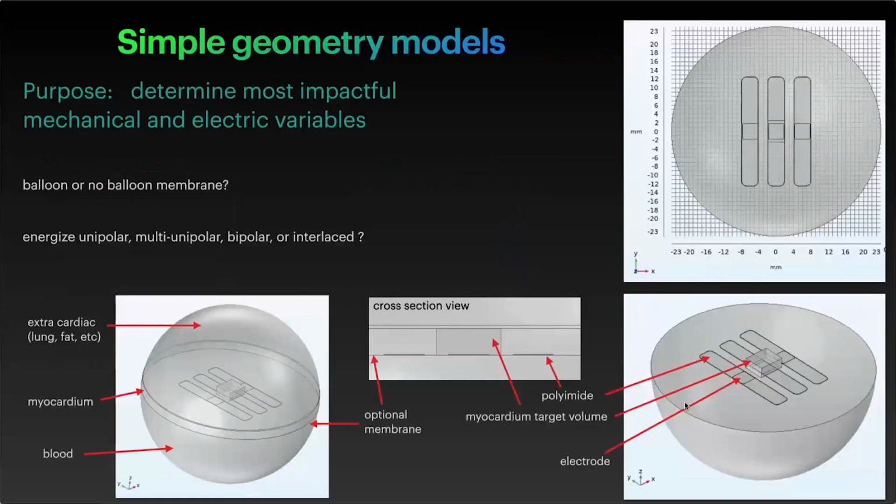So let's dive into the simple geometry models. What was done, first of all, is to create a spherical geometry. You have a layer of blood, then you have the layer of myocardium, a pericardial fluid layer, and then on top of that, a lung and fat tissue. So a very simplified way to model this anatomy.